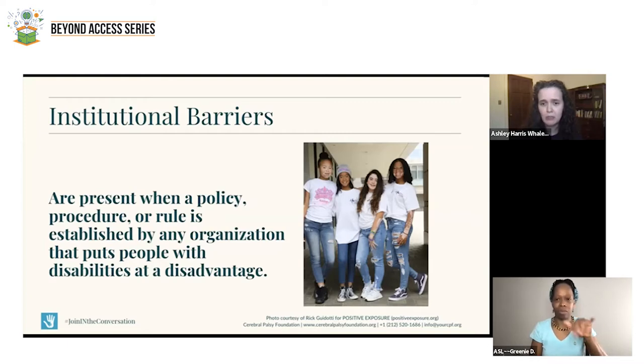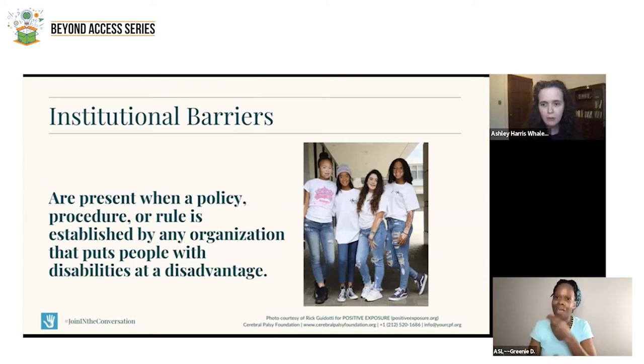Consequences of institutional barriers are unfulfilling and possibly discriminatory school experiences. A perfect, seemingly harmless example of this is attendance policies. Students with disabilities are disproportionately negatively affected by attendance policies, and you can probably imagine why. And then later in life, things like barriers to employment and higher unemployment rates among folks who are disabled.